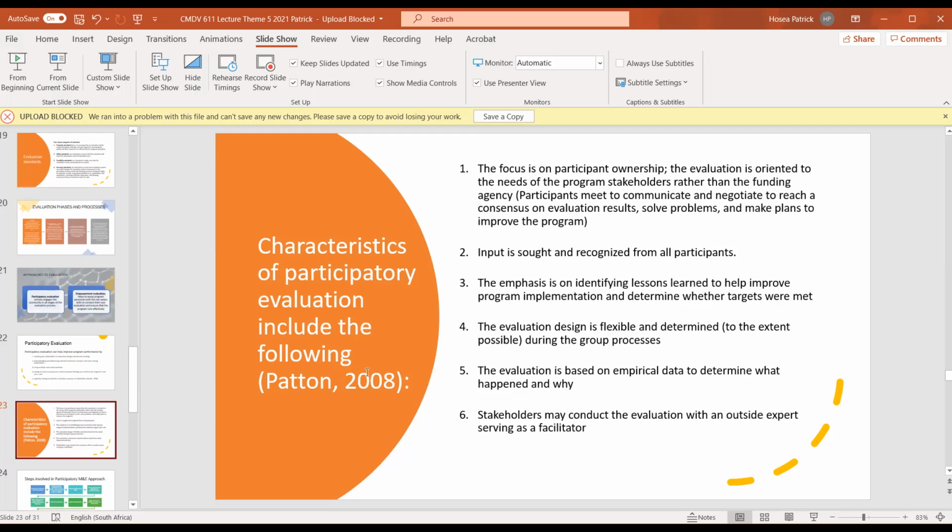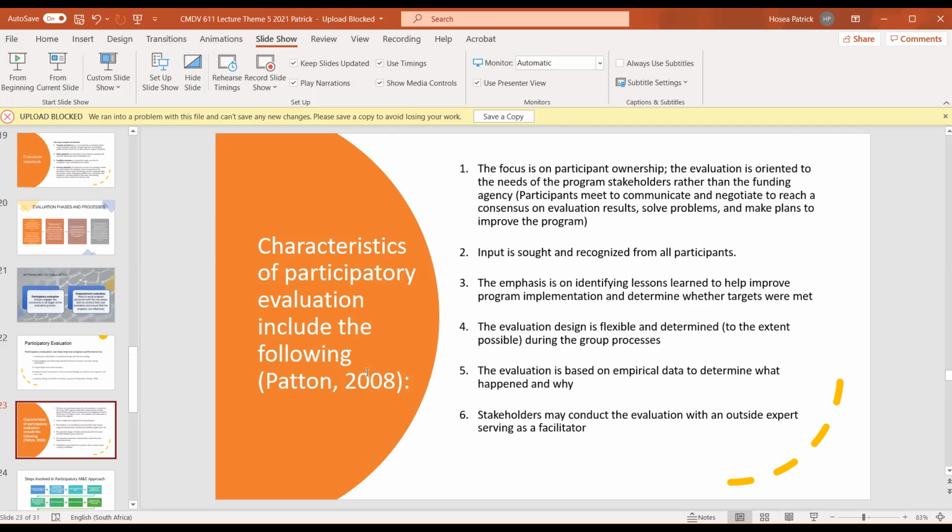And the participatory approach is also about inputs, right? It seeks input from the participants, the stakeholders themselves. It emphasizes identifying lessons learned to help improve the program implementation, and the evaluation design is flexible and determined during the group process. It's flexible because you are taking information from external bodies, from the participants, the environment, the community members, and the like. So it is not rigid.